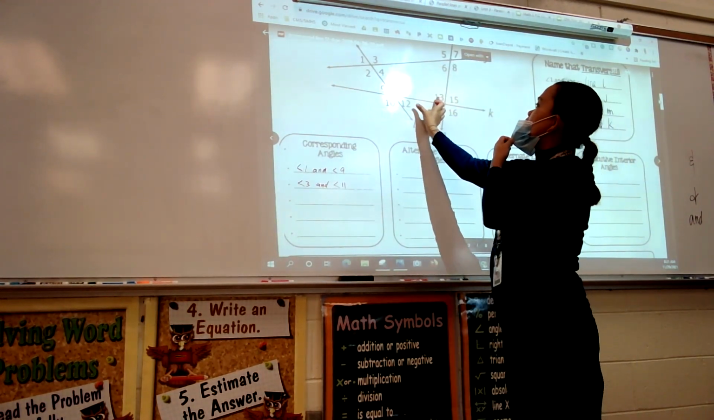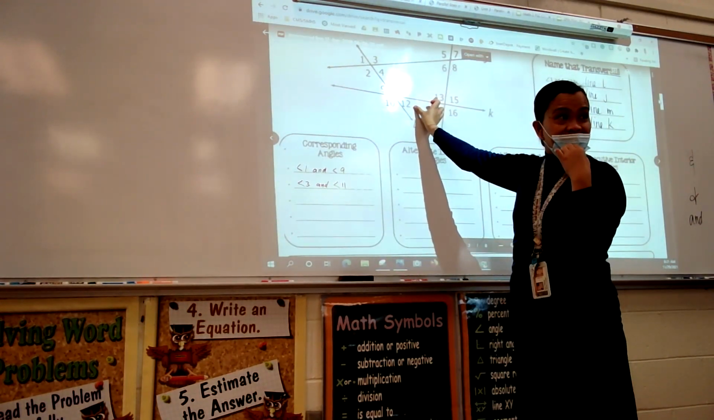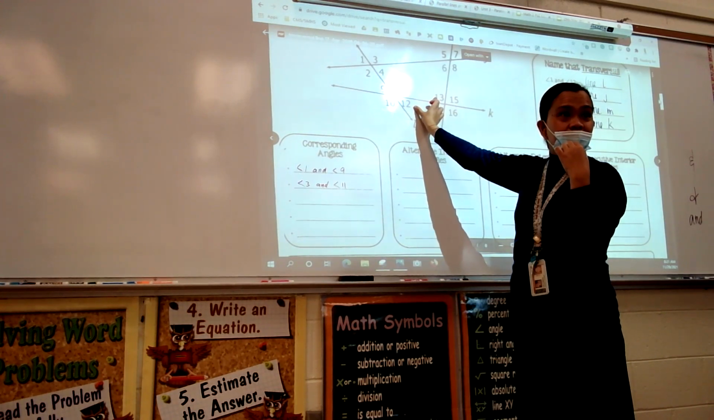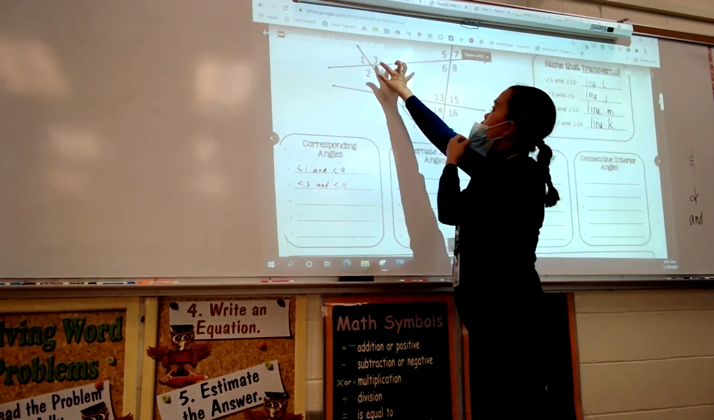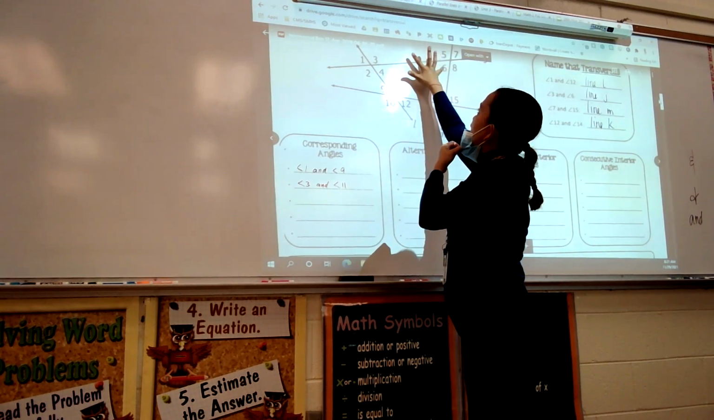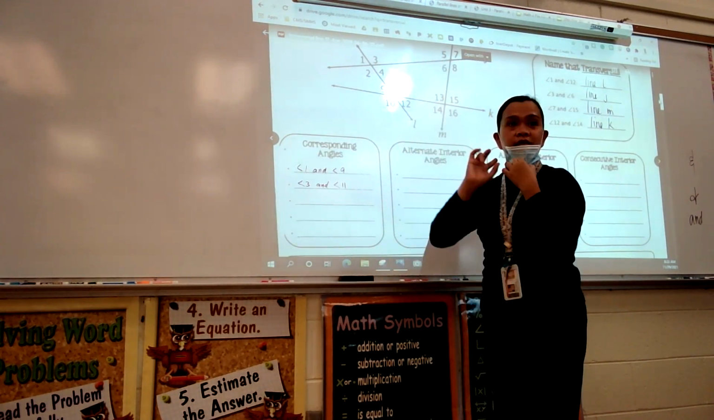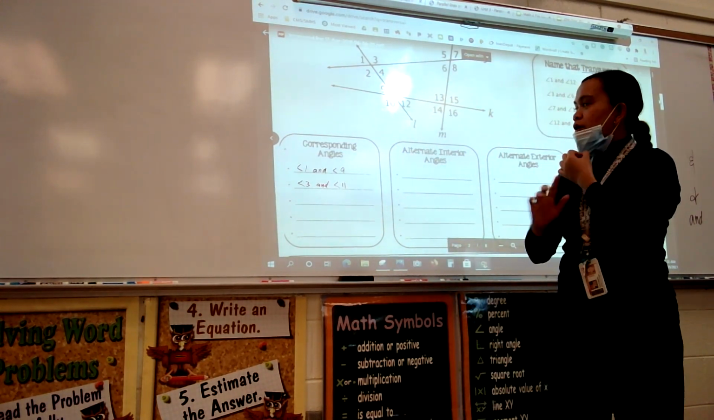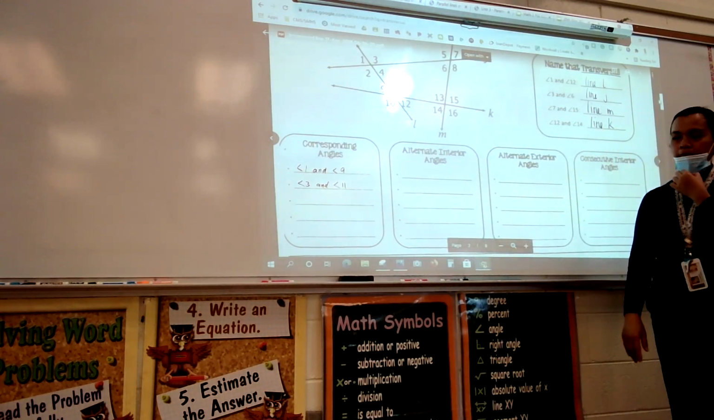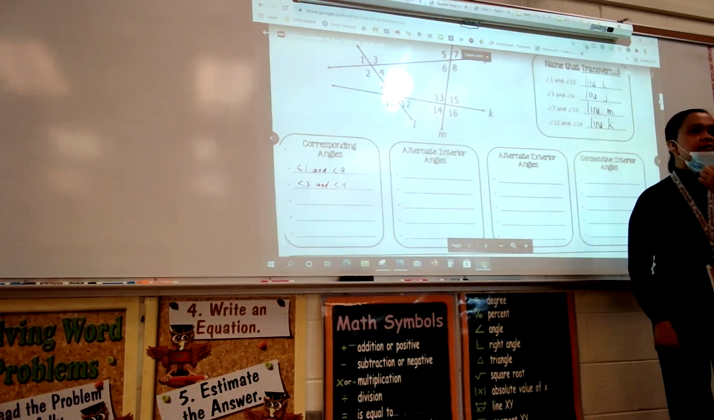What about 12 and 13? Yes. You got it? What about 3 and 6? Yeah. Alternate interior. There's a lot. You're going to write. Next, alternate exterior.